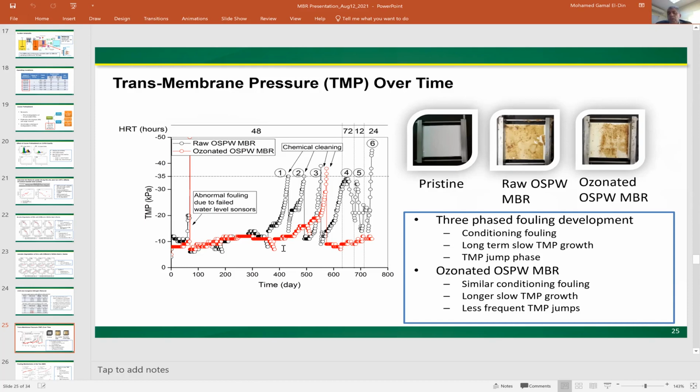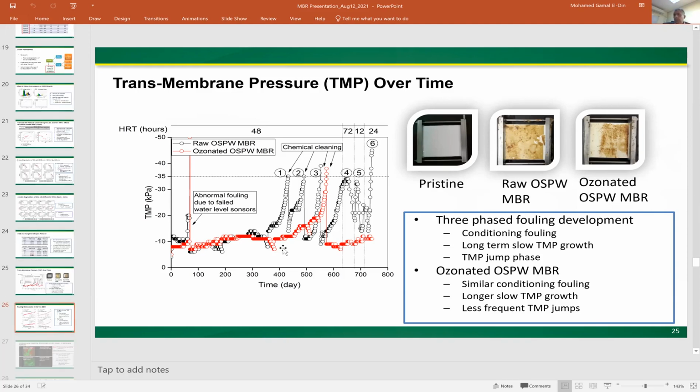As you can see from the picture, the left side shows the pristine ceramic membranes. The middle one is the raw OSPW membrane bioreactor, without any ozonation or ozone pretreatment. The right side shows you the ozonated OSPW MBR treatment, which means ozone had a significant effect on reducing the fouling happening on the membranes, and also there was much slower scaling happening on the membrane, and it also led to much lower TMP growth and less frequent jumps of the TMP.